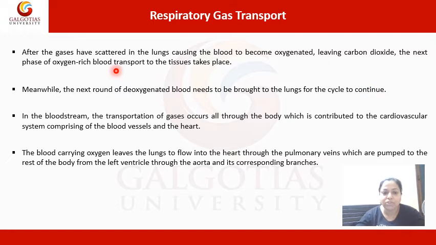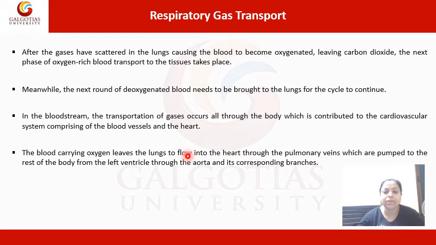The next phase is that oxygen-rich blood is transported to the tissues. Meanwhile, another round of deoxygenated blood needs to be brought to the lungs for the cycle to continue. So the cycle goes from deoxygenation to oxygenation, and the oxygenated blood is again transported to the tissues.